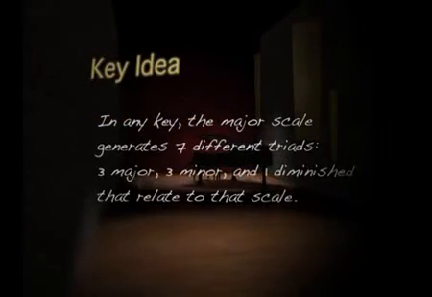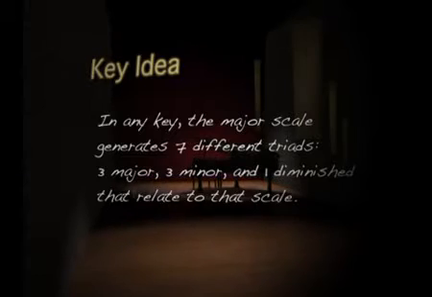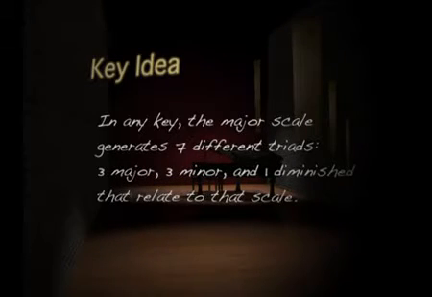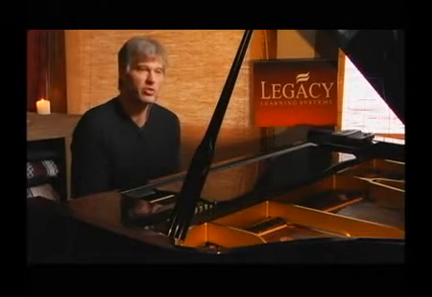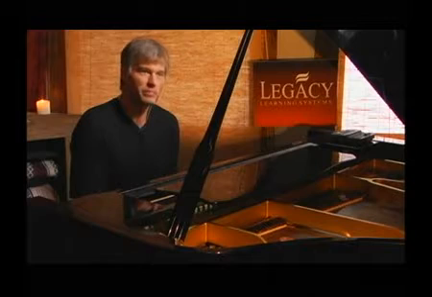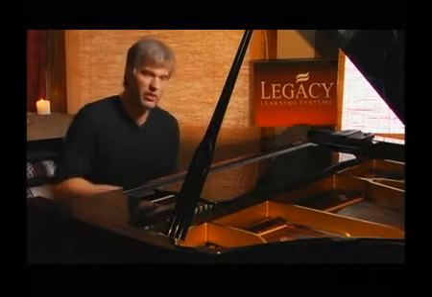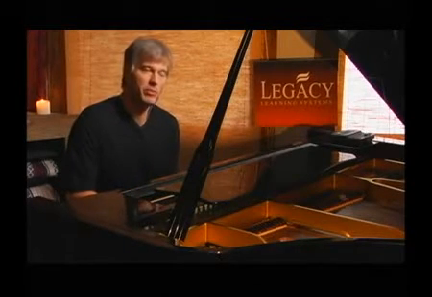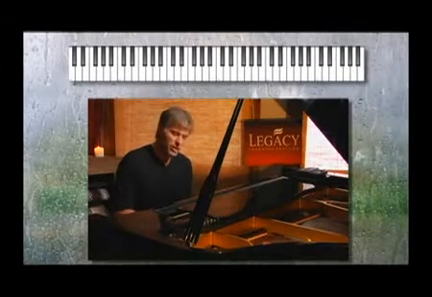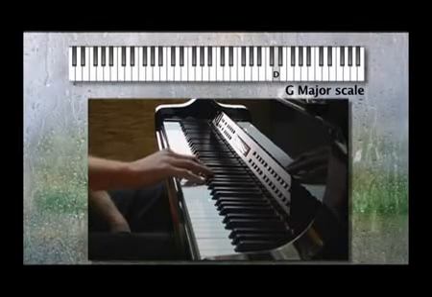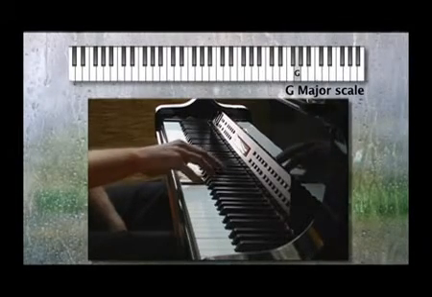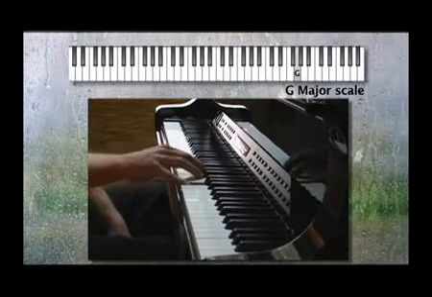Up to now, we've only been playing in the key of C, but in any key, the major scale starting on the root of that key generates 7 different triads, 6 major and minor, and 1 what we're calling diminished, that relate to that scale and to each other in the same way as those of the C triad did. For example, a G major scale in the key of G could be built up in triads just the way we did with C. So here's a G major scale slowly. Now I'll play it with triads.